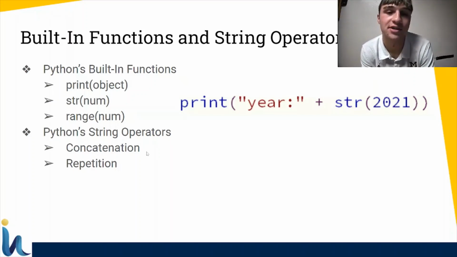Python string operators include concatenation and repetition. Concatenation is what's going on right here with the plus string operator, and repetition is just repeating a string over and over, and that's using the asterisk.